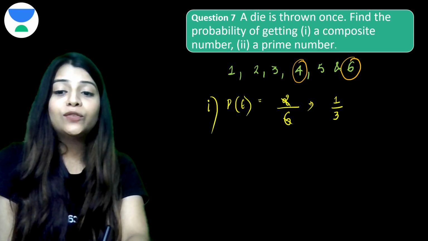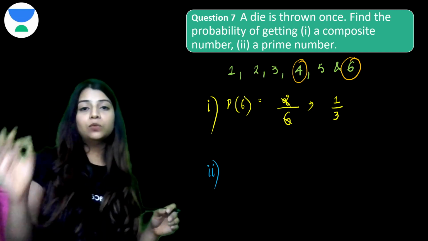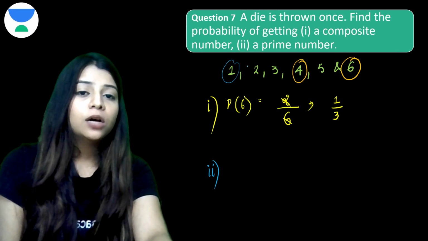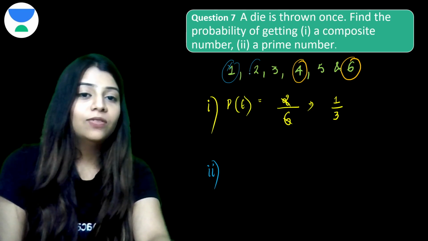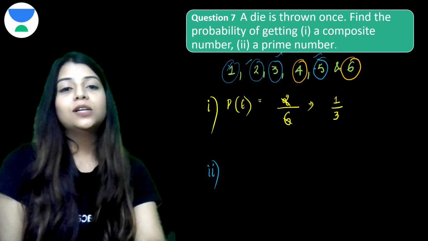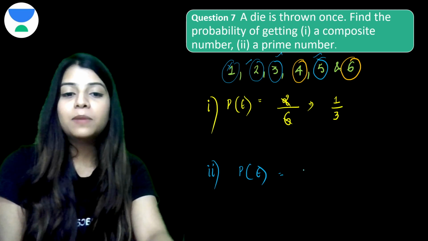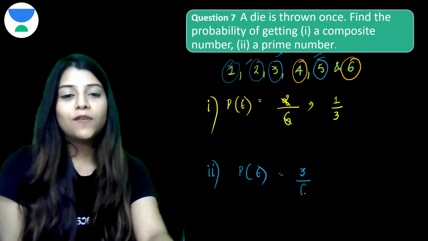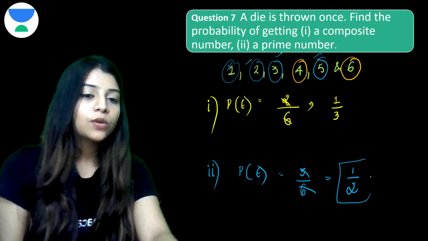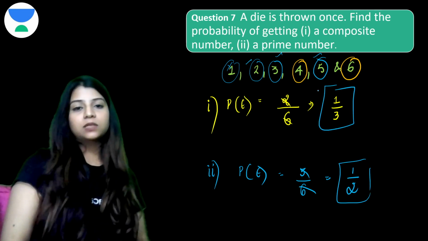Now I'll solve the second part. Now I need prime numbers, the numbers which only come in the table of 1 and the number itself. So the number is 1. Oh, sorry, 1 is neither prime nor composite again. Then we have 2, 3, and then 5. So we have the favorable outcomes as 3 and the total number of outcomes as 6. And if we simplify it, we get 1 by 2. So here is the answer. The first part answers 1 by 3 and the second part answers 1 by 2.